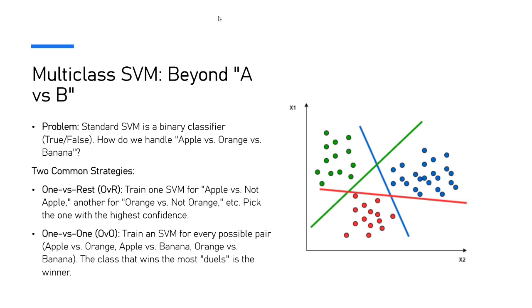So we've looked only at two different types of data, like two opposing classes. What if there are more? Because you can always have more than two classes, right? So that's why we come into multi-class SVM.